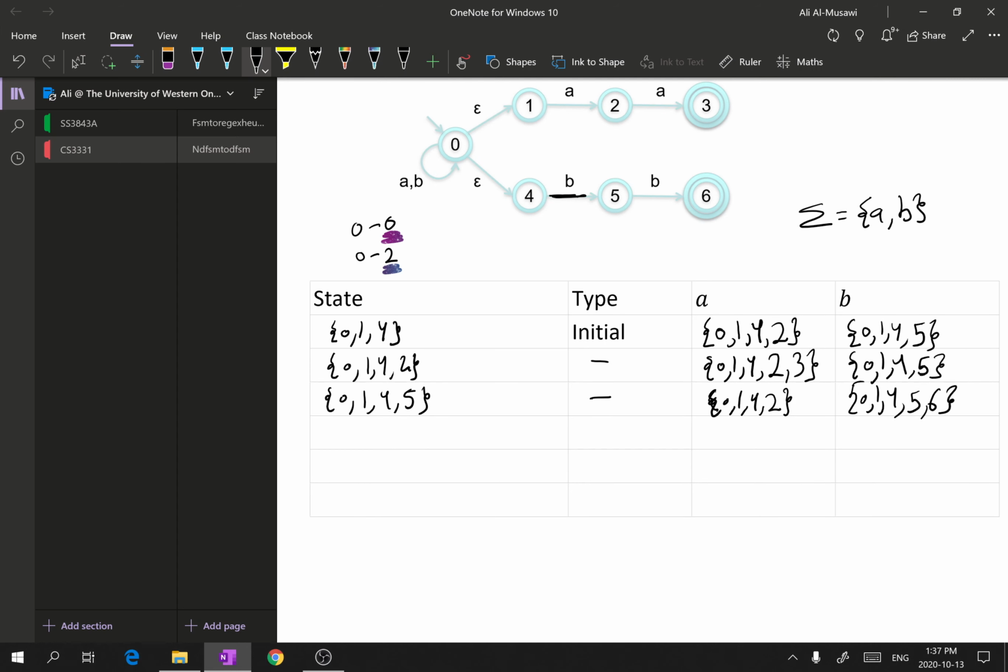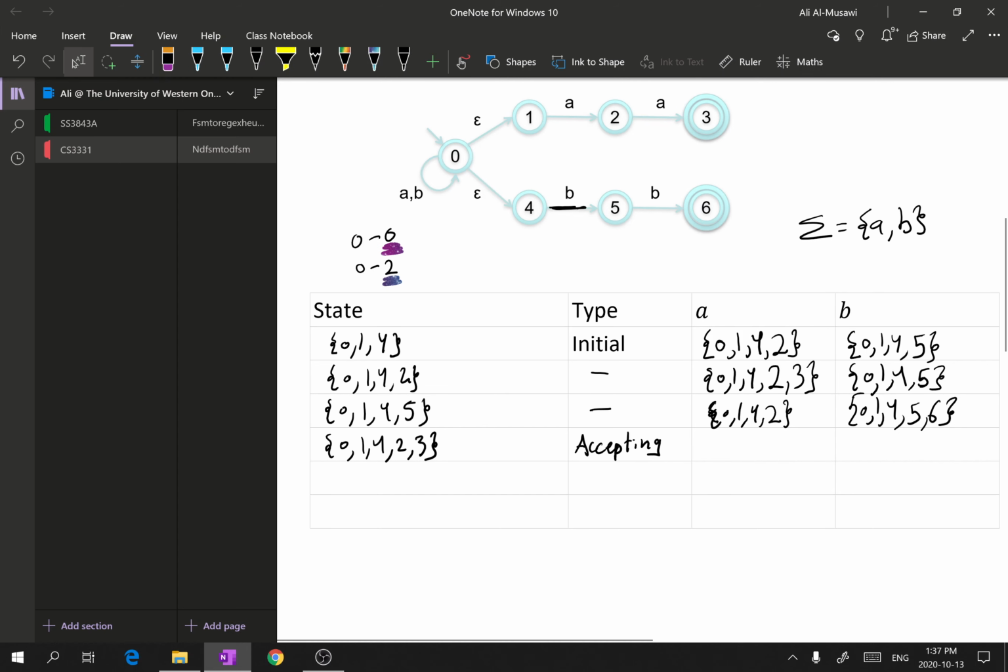Yep, we have 0, 1, 4, 2, 3. Okay, now notice this includes 3. 3 was my former accepting state, which means this is going to be an accepting state. Okay, now from 0, 1, 4, 2, 3 on A, how do we do this?